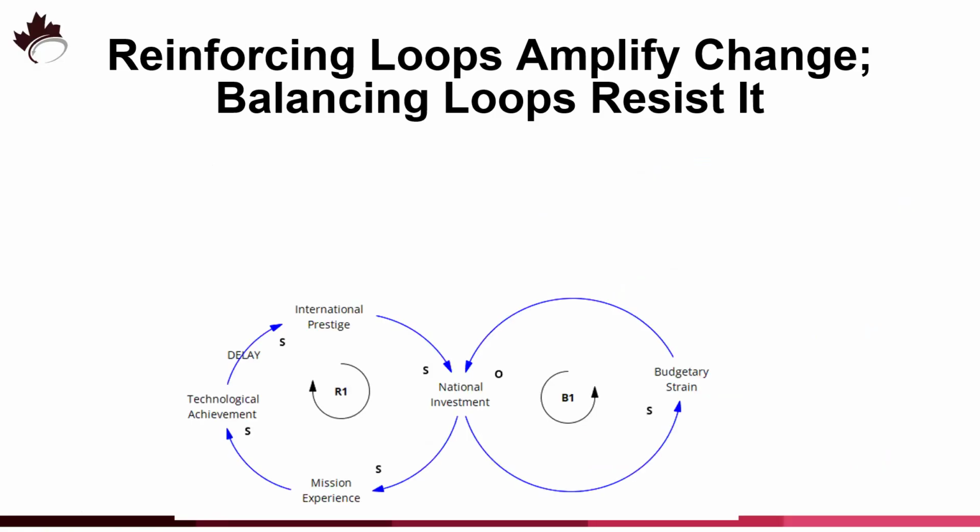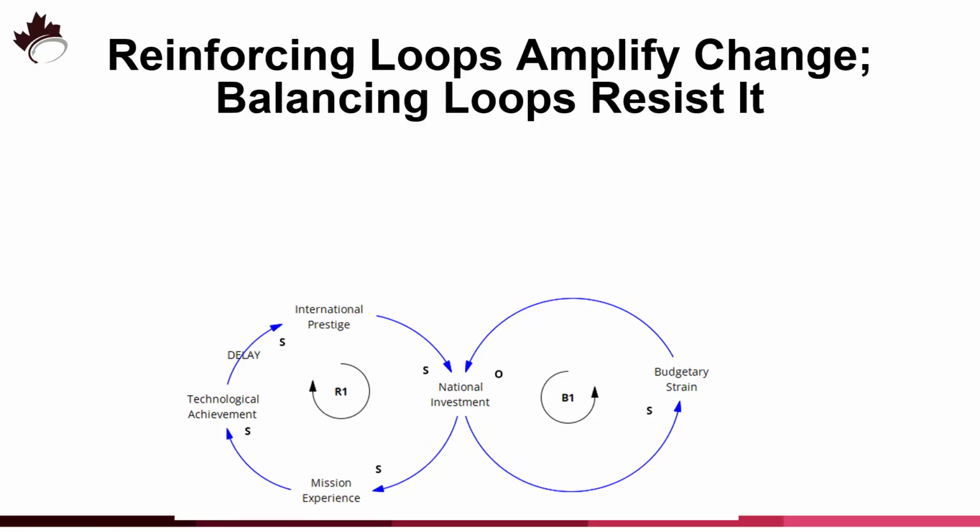Here's a small model with a balancing loop and a reinforcing loop. If we start with national investment here, increases in national investment lead to an increase in mission experience. Increases in mission experience lead to increases in technical achievement. After a delay, an increase in technical achievement leads to international prestige. And increases in international prestige can lead to more national investment. So that's a reinforcing loop labeled R1.